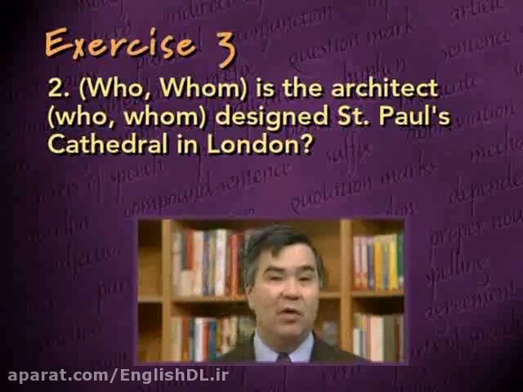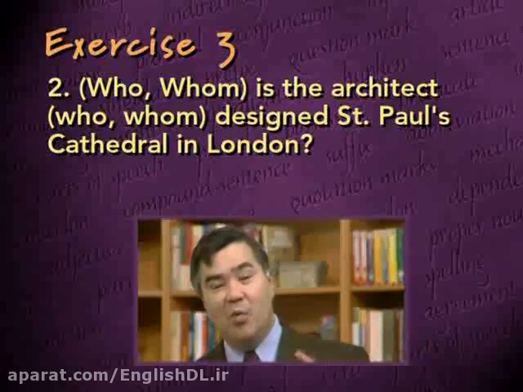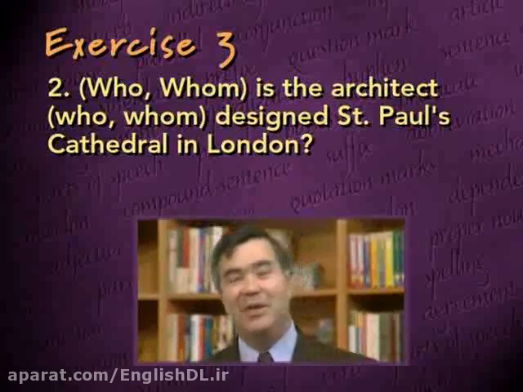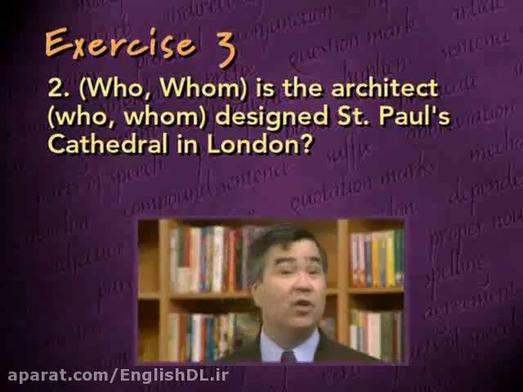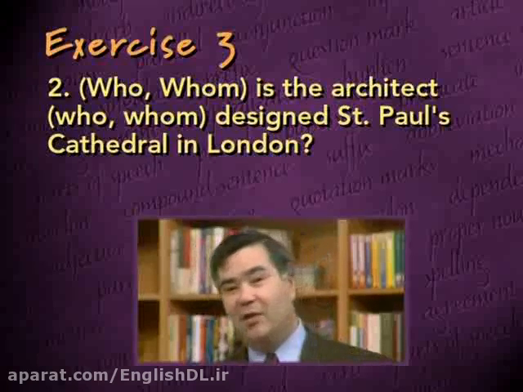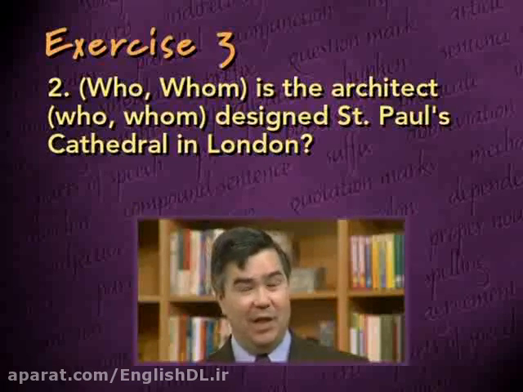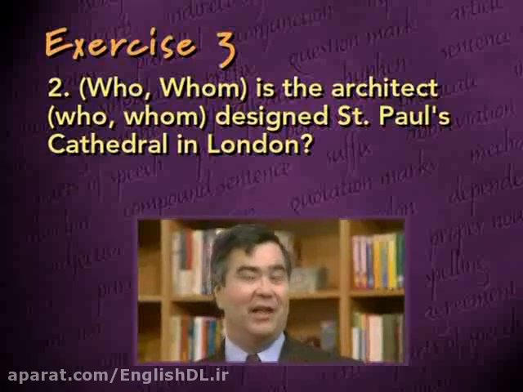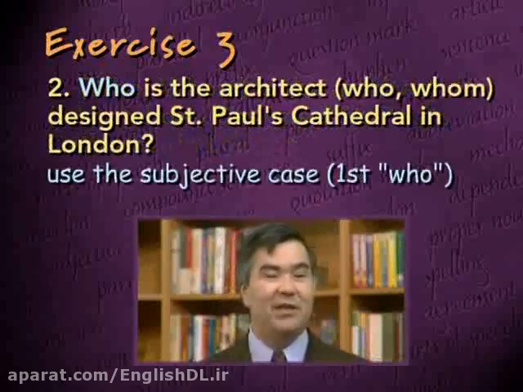And remember, our rule is to look for the verb that follows who or whom and decide where the subject of that verb appears. If who or whom is the subject, then who is correct. If who or whom is not the subject, then whom is correct. Let's start with the first who or whom. Who or whom is the architect? Where's the verb in that clause? Well, the verb is. And we're looking now for the subject of the verb is. Who or what is the subject of the verb? Well, the subject is who. Who is the architect? So who is the subject of the verb is, and therefore the subjective case who is correct.